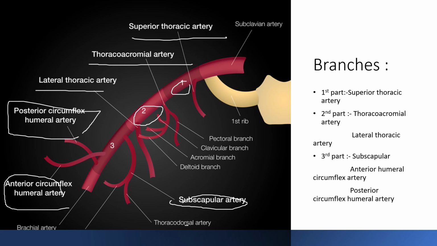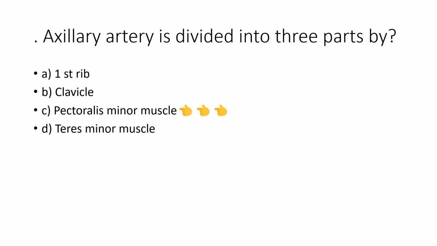So we have from the first part the superior thoracic artery, from the second part the thoracoacromial artery and the lateral thoracic artery, and from the third part the subscapular artery, anterior humeral circumflex artery, and the posterior humeral circumflex artery. Okay, guys. So I know that you might have the answer to the question that I have provided earlier. So what will be our answer? The answer will be the pectoralis minor muscle.